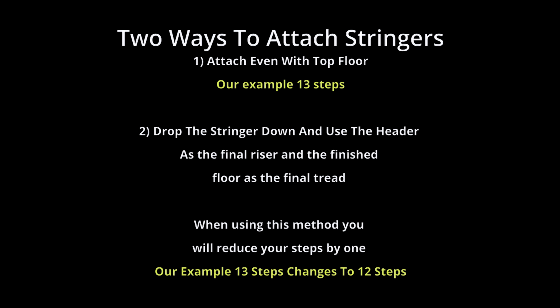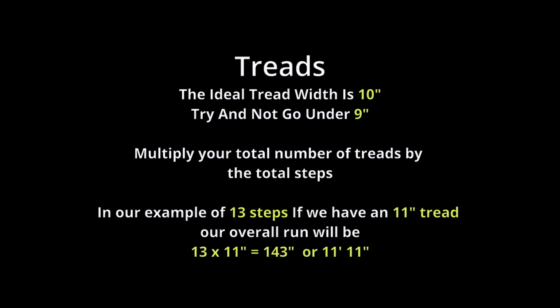So something else I need to bring up at this point is there's two basic ways to attach a stringer. The very first way is going to be to attach it even with your top floor, just like in our example. That's going to give you 13 even steps. The second way you would attach it would be to drop the stringer down and use the header as your final riser, and the finished floor is your final tread. When you use this method, it's going to reduce your steps by 1, so our example will be reduced from 13 to 12.